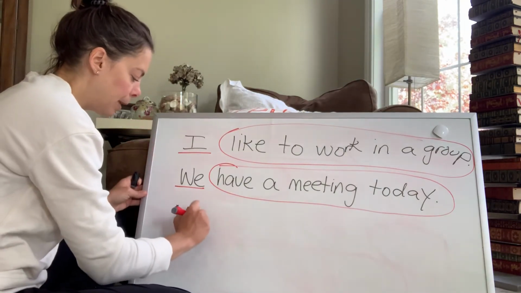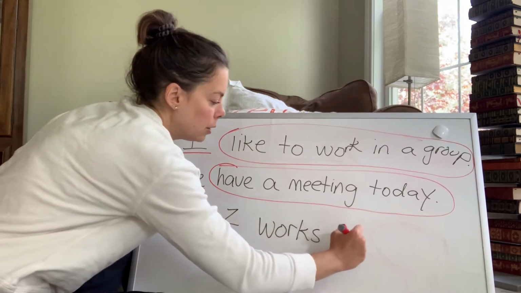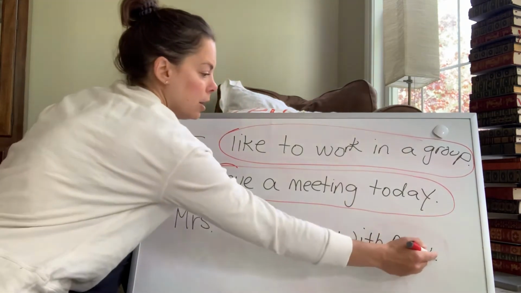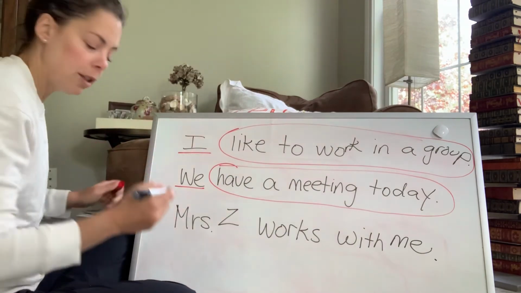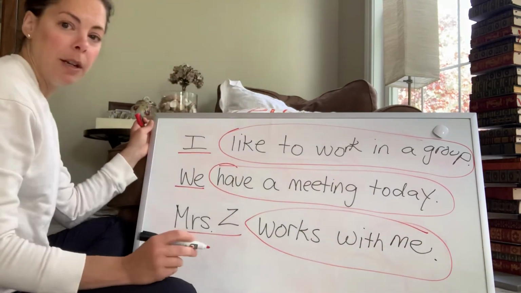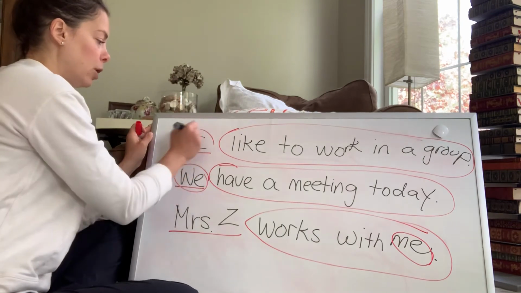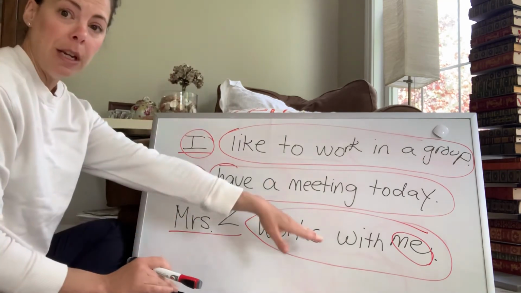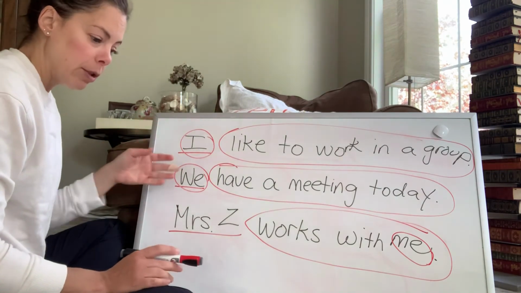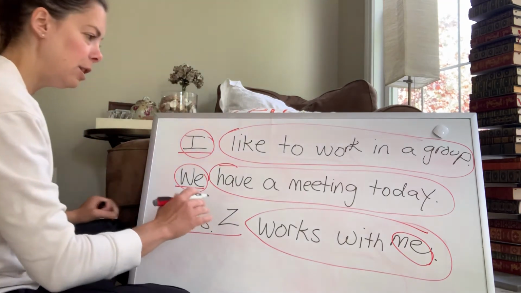So Mrs. Z works with me. Okay, so this time my subject is Mrs. Z. What does she do? She works with me. And then my pronoun is in my predicate, where before my pronoun was actually my subject. So me is a predicate pronoun. I and we are subject pronouns. There's another predicate pronoun, us. So Mrs. Z works with me.